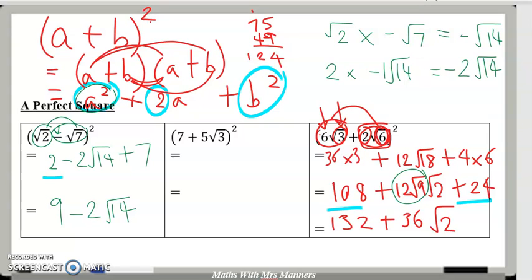So very heavy on the arithmetic, okay, but worth persisting. You just keep practicing how you're multiplying and squaring these surds. Okay, please watch this video more than once if you need to. Hopefully it helps.